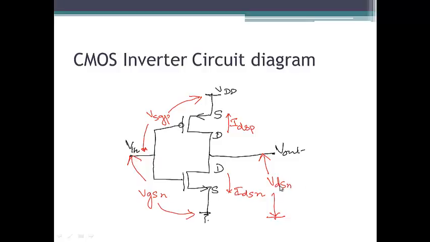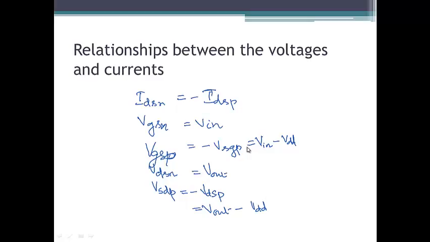Similarly, between D and S of the N transistor, VDSN, we have Vout. And between these two terminals, we can call this SGP, because S is at the higher potential. And similarly, we have VSBP. Now the relationship between these voltages and the input and output voltages are given in the next slide.